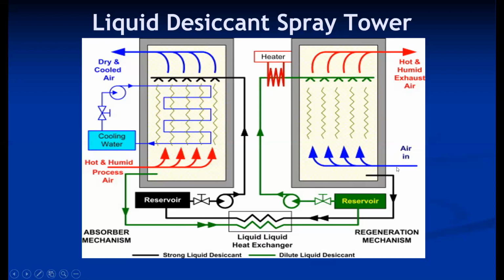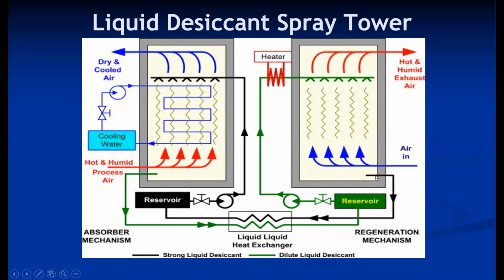When it comes in contact with this air, the air takes away this moisture, and the air becomes hot and humid. And the liquid desiccant then loses its moisture, and it becomes a strong liquid desiccant because it has a less quantity of, or almost negligible quantity of, water vapor. Then this is a black line. So this is already the hot line.